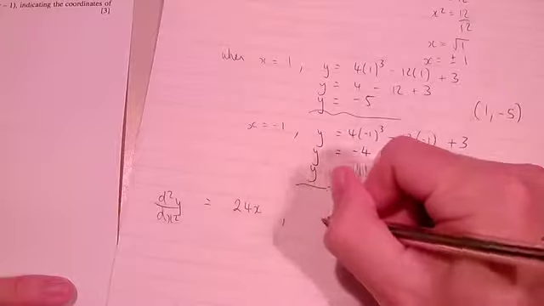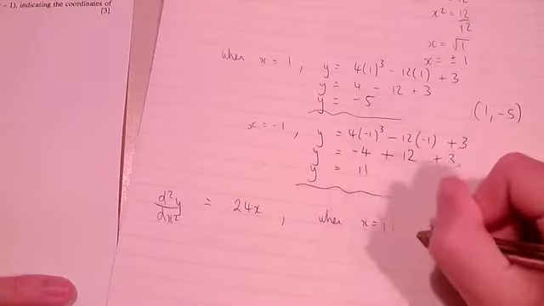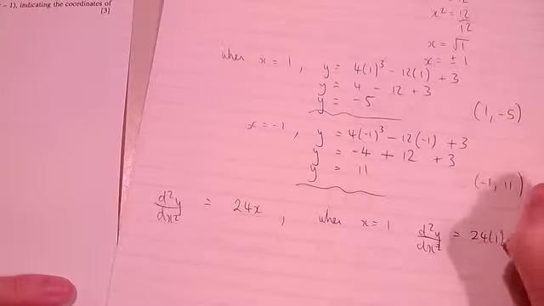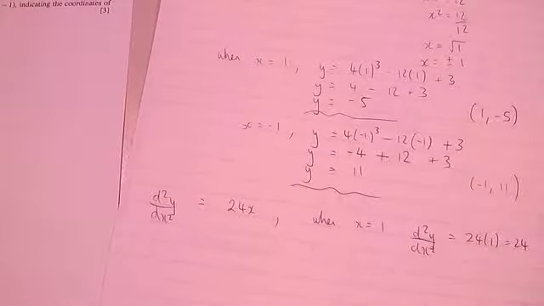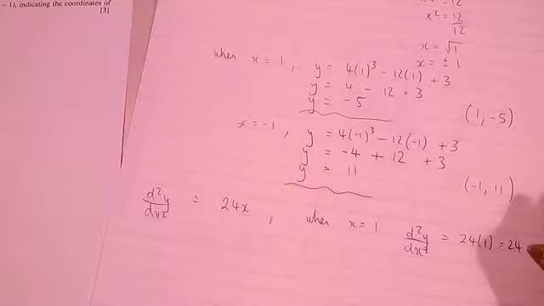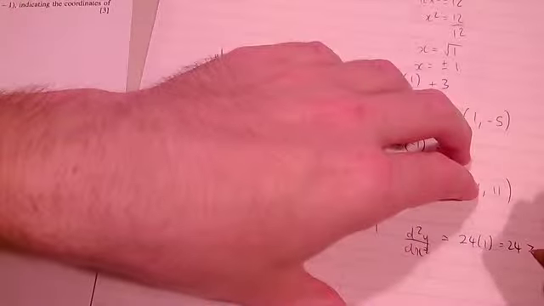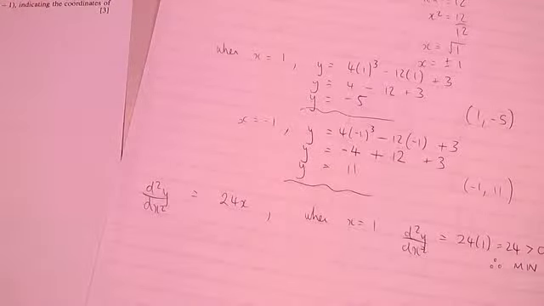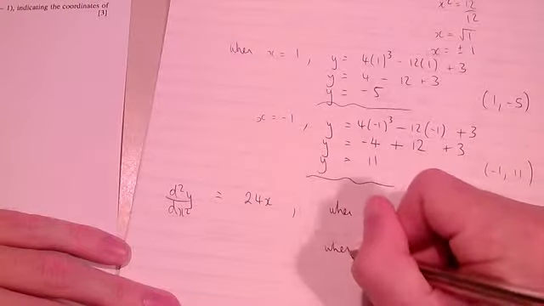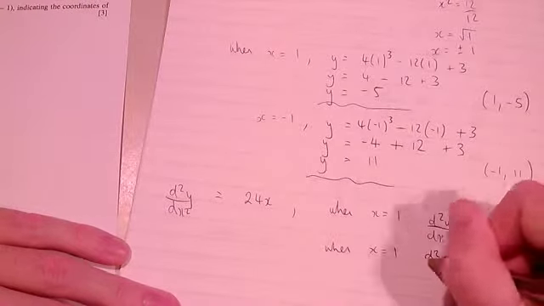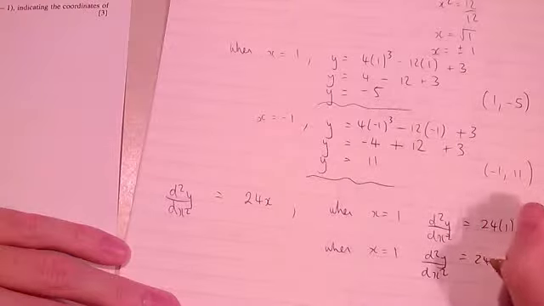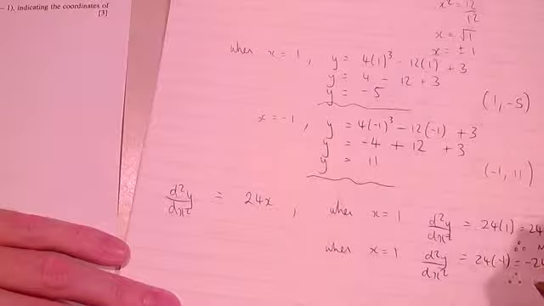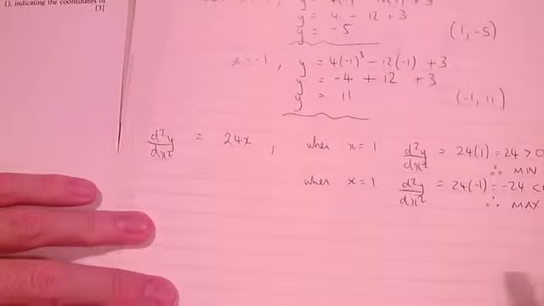So I'd say when x equals 1, d2y by dx squared equals 24 lots of 1, which is equal to 24, and when that is a positive number, it's the opposite of what you'd expect. So you'd say that's greater than 0, therefore it is a minimum point. Whereas when x is equal to minus 1, d2y by dx squared is equal to 24 times minus 1, which is minus 24, which is less than 0, which is therefore a max. Okay, so I've got my 7 marks now. I've done all of those bits.